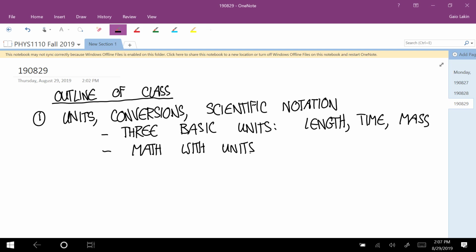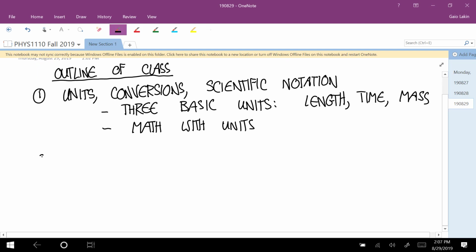And then conversions. For example, we're going to do most of our stuff in SI units. So velocity would be meters per second. But if somebody gives you a velocity in miles per hour, you need to know how to go from one to the other. So that's the first thing we'll start with.